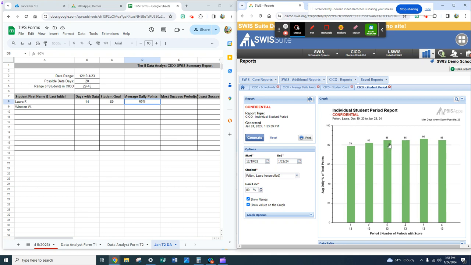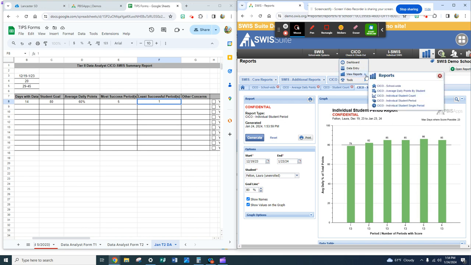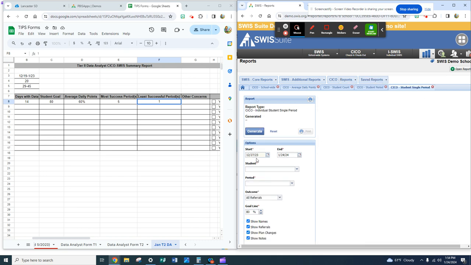So her most successful period is period 5. Her least successful is period 1. So most successful period is 5. Her least successful is 1. Okay, so then we're going to do one more report, which is the single period report. And we said that her least successful period was period 1.